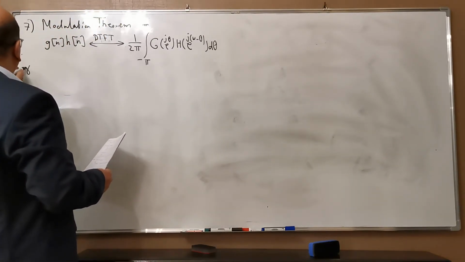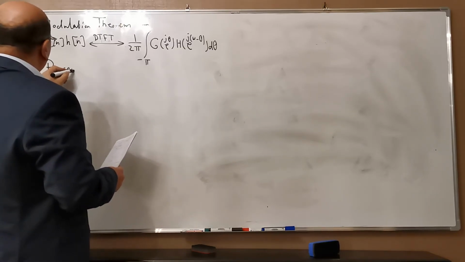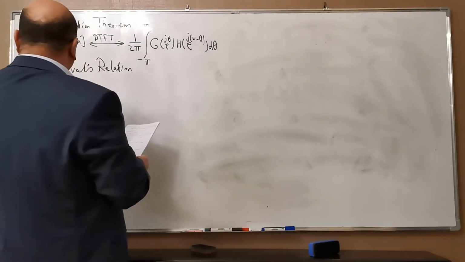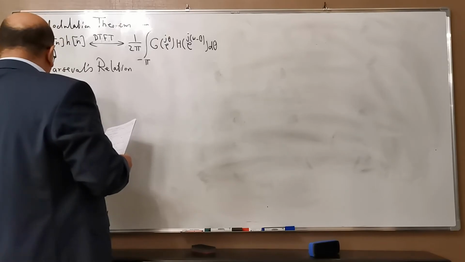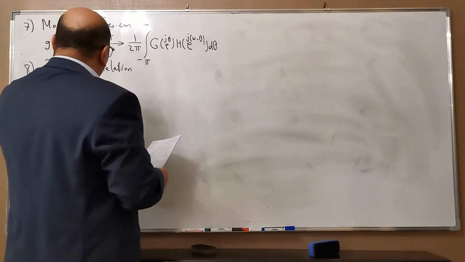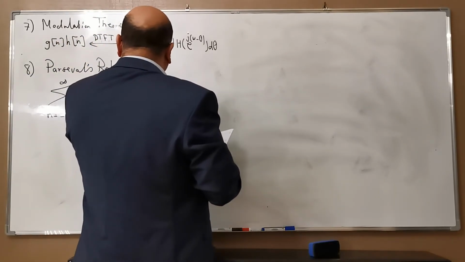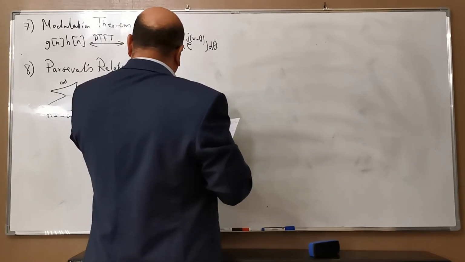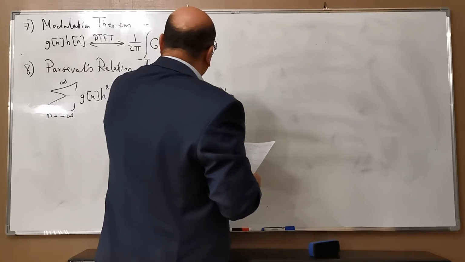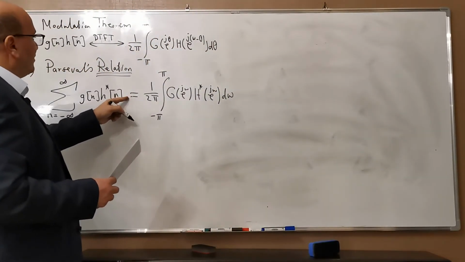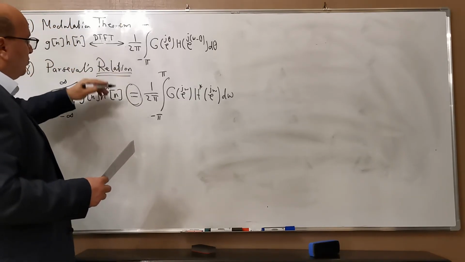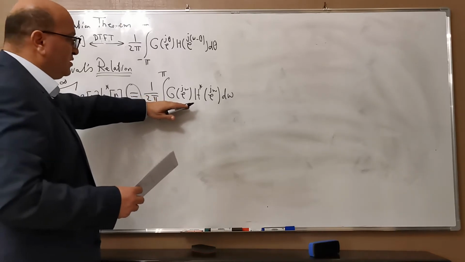Okay, number 8 is the Parseval's relation. It says that if you have a summation in the time domain from n equals -∞ to ∞ of g of n times h complex conjugate of n, this equals 1 over 2π, integration from -π to π, of g of e^{jω} times h complex conjugate of e^{jω} dω. Notice that the Parseval's relation is not a Fourier transform pair, it's an equality. So please be careful about this. It's equal, not a Fourier transform pair. This in the time domain equals this in the frequency domain.